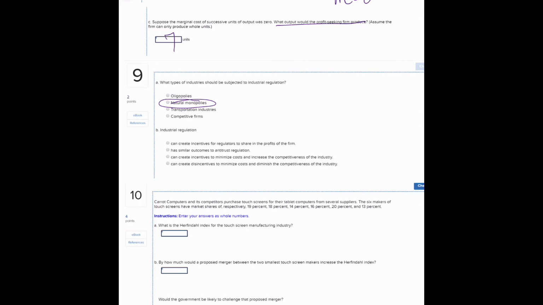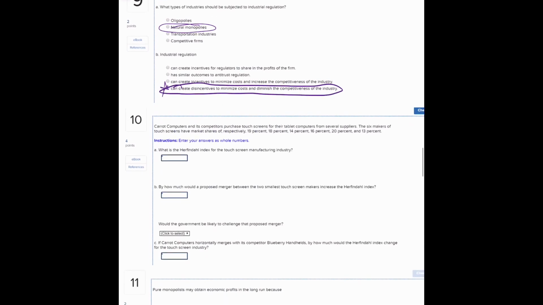Industrial regulation, then, can create disincentives to minimize costs and diminish the competitiveness of the industry. That's one of the challenges of regulation: you don't want to regulate at such a low cost that the discouragement is there. You don't want to regulate to the point where they have no reason to invest in further infrastructure. And also you don't want to regulate in such a way that they have no incentive to reduce their costs. So big challenge with industrial regulation.